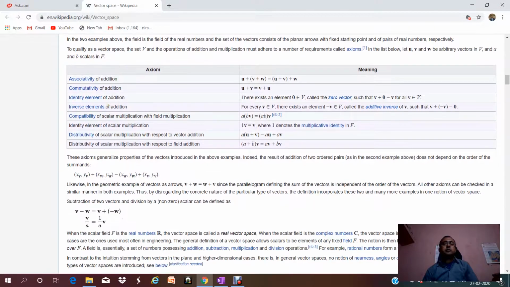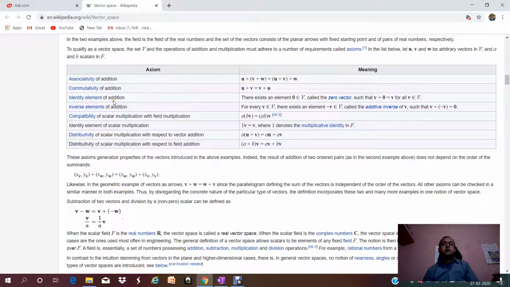Some properties need to be fulfilled. First, associativity, then commutativity, then the identity element. There must exist a zero vector, for which we will get the same element. So there must be an identity element, which is the zero vector. An inverse element must exist because the binary composition is addition.